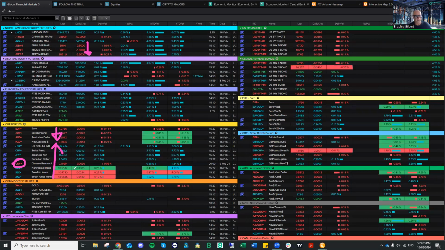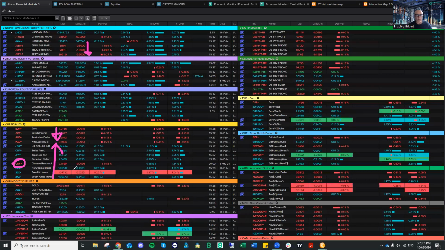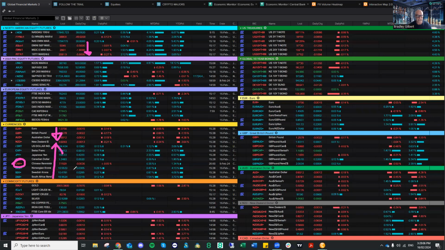I wouldn't be really worrying about that. Dollar up, and that's just for the Asian day, so it's correcting the North American session. I would expect that to turn back the other way as we go into the European and North American sessions, and that's where the data is going to come into play. It will determine where everything goes.